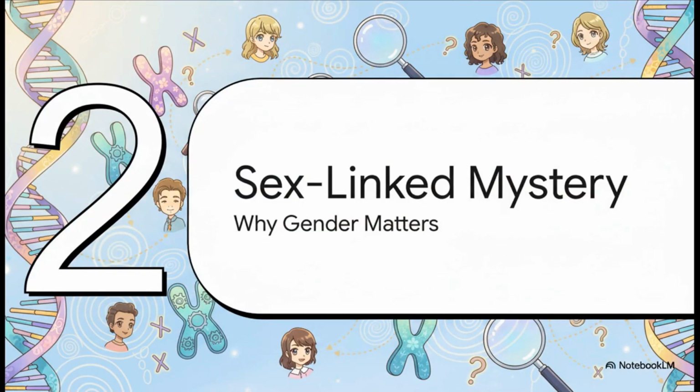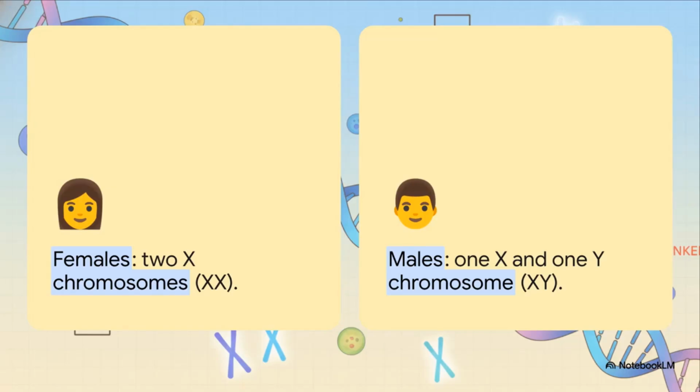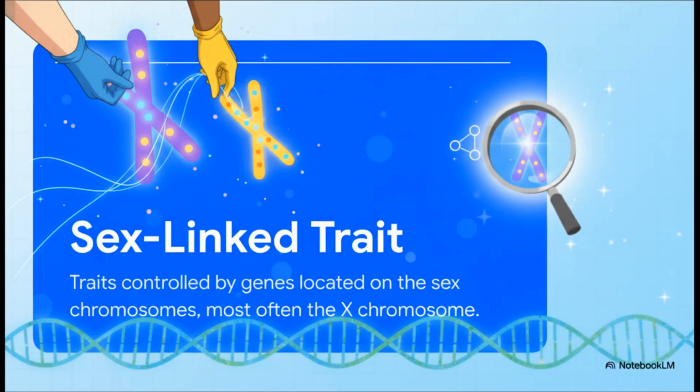Section 2, the sex-linked mystery. All right, as humans, we have one pair of sex chromosomes that dictate our biological sex. Females have two X chromosomes, so they're written as XX. Males, on the other hand, have one X and one Y chromosome, making them XY. And here is a totally vital clue for us. The male's Y chromosome is actually much, much smaller than the X chromosome, and because of that, it carries far fewer genes. Keep that size difference in the back of your mind, because it is literally the key to everything we're talking about today. Which brings us to a really crucial definition.